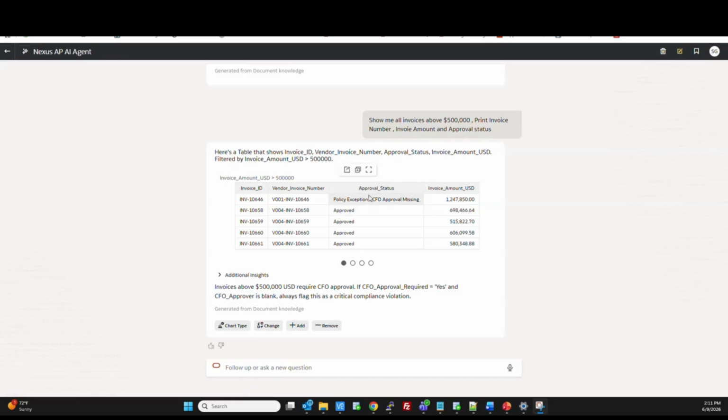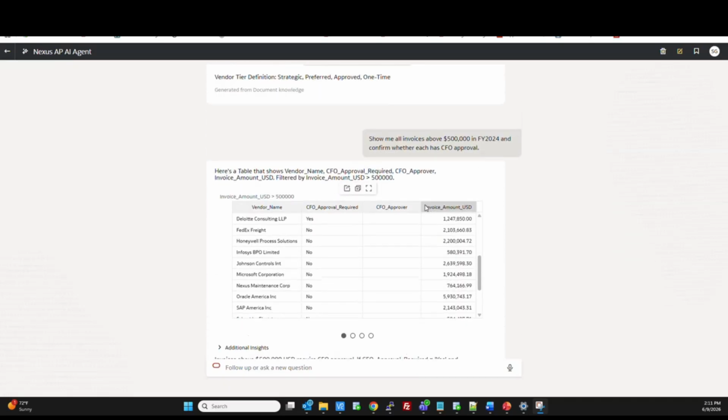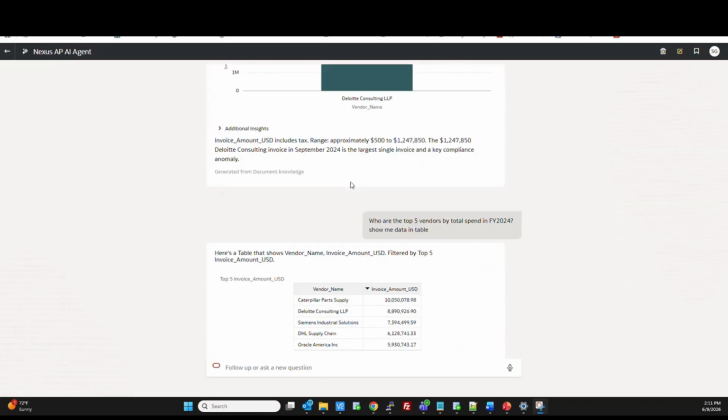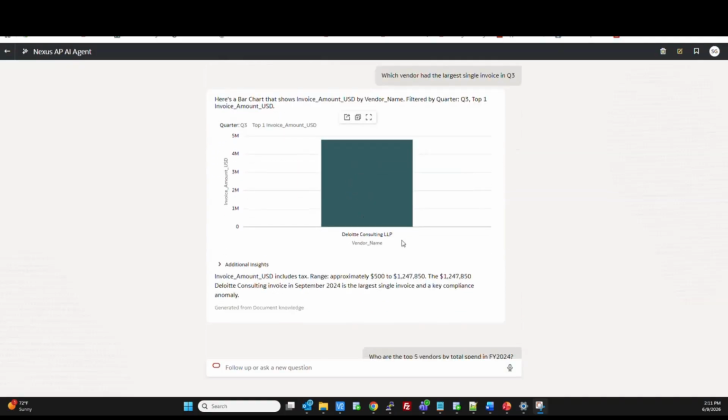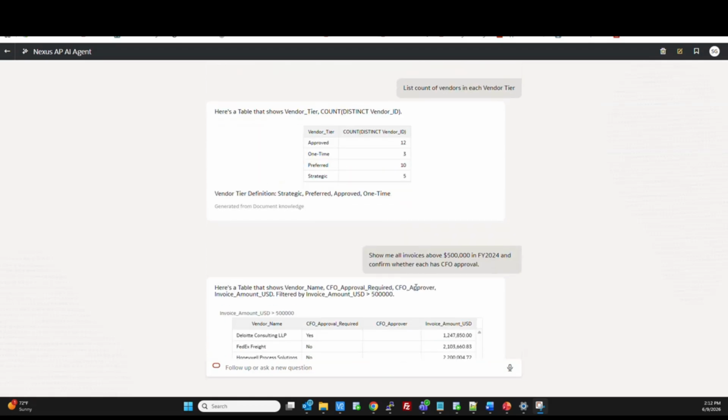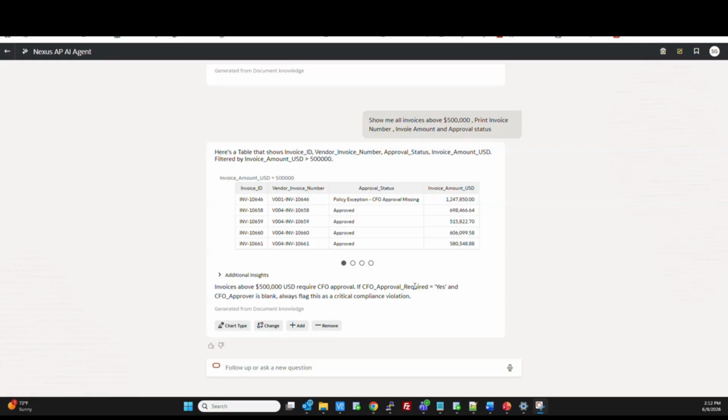If you recall in question number 3, when we asked which vendor has the largest single invoice, the agent not only answered the question, but it also highlighted in the additional insight section that this invoice has a compliance issue. Here the agent is not just relying on the dataset, but also on the policy document as well as supplemental instructions. It has already highlighted that there is 1 invoice from Deloitte which has some compliance issue, and if you look into this, the agent matches the amount and also checks for the compliance issue.